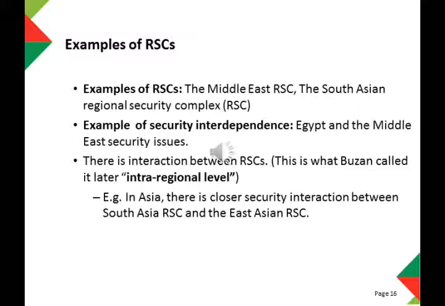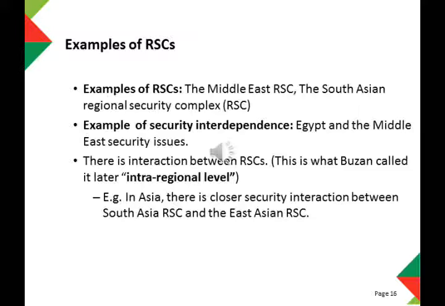But here they stress another or a new idea, which is that security threats or security concerns don't travel between regions or between regional security complexes, since each regional security complex has its own special or distinctive security concerns and security issues.